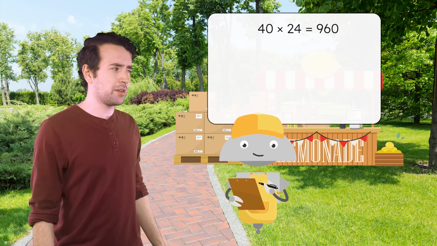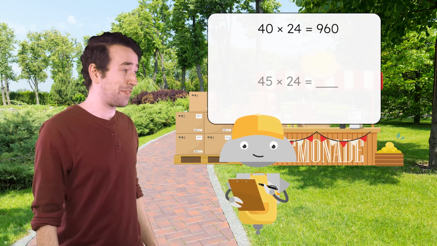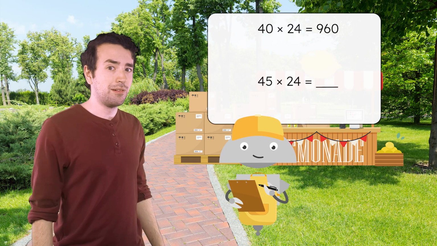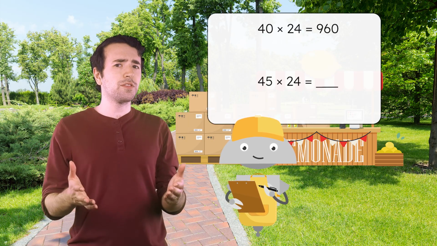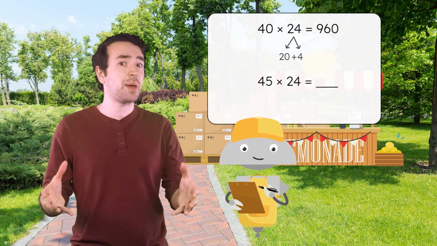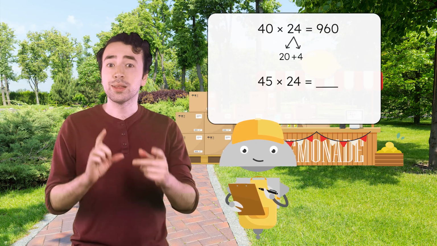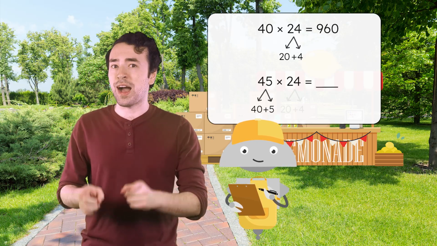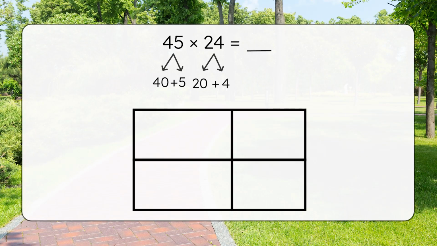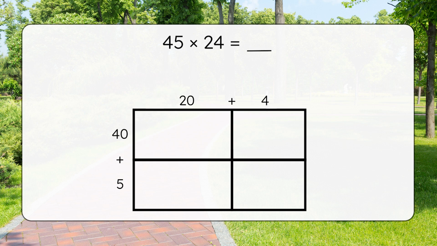You didn't order 40 boxes, you ordered 45? We solved 40 times 24 by expanding 24. Since 45 doesn't end in 0, let's expand both 45 and 24. We have tens and ones across the top for 20 and 4, and we can include tens and ones down the side for 40 and 5.